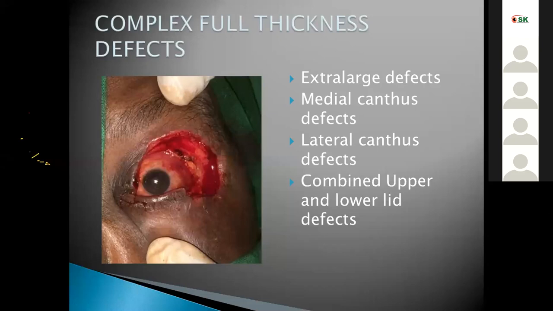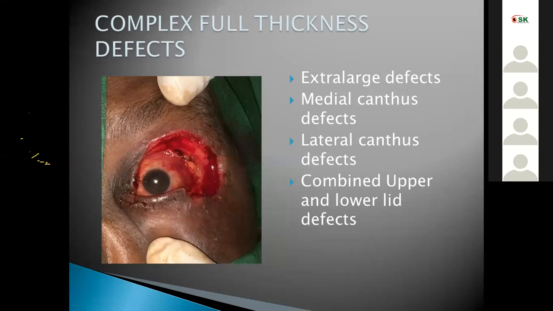Medial canthal defects are also considered complex because you can't do some of these procedures. We have mentioned Cutler-Beard procedures, we have mentioned tensile semicircular flaps. Those are not things you can do if the defect is totally on the medial canthus.